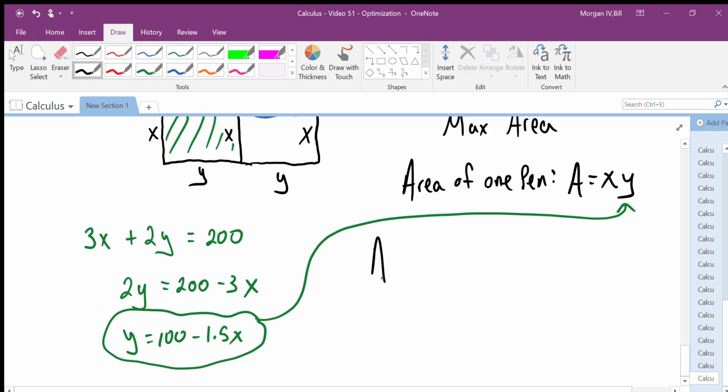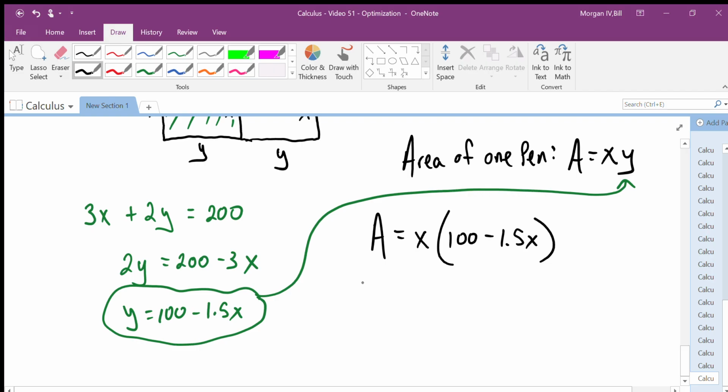So now area is equal to x times 100 minus 1.5x. Or if we distribute, area is equal to 100x minus 1.5x squared. Okay, this is good. We now have our area equation in terms of one variable.